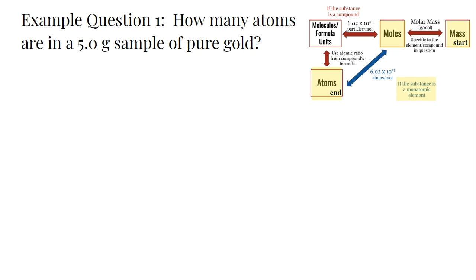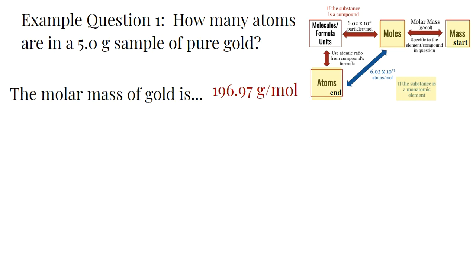So now let's solve this problem. We're starting at mass. So the first step is we need the molar mass. The molar mass of gold, which we can get from the periodic table, is 196.97 grams per mole.